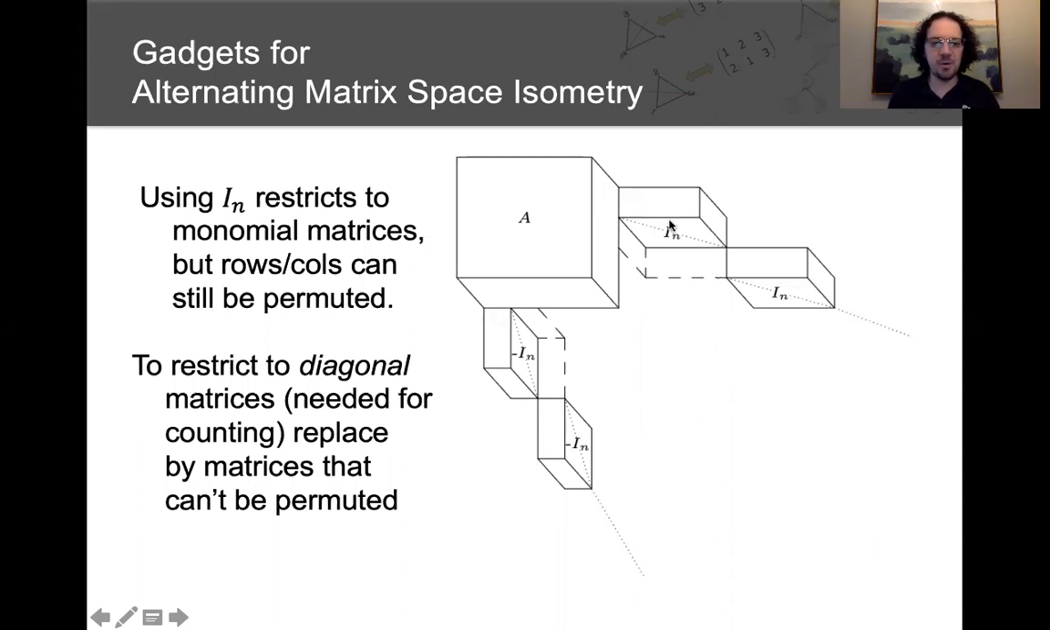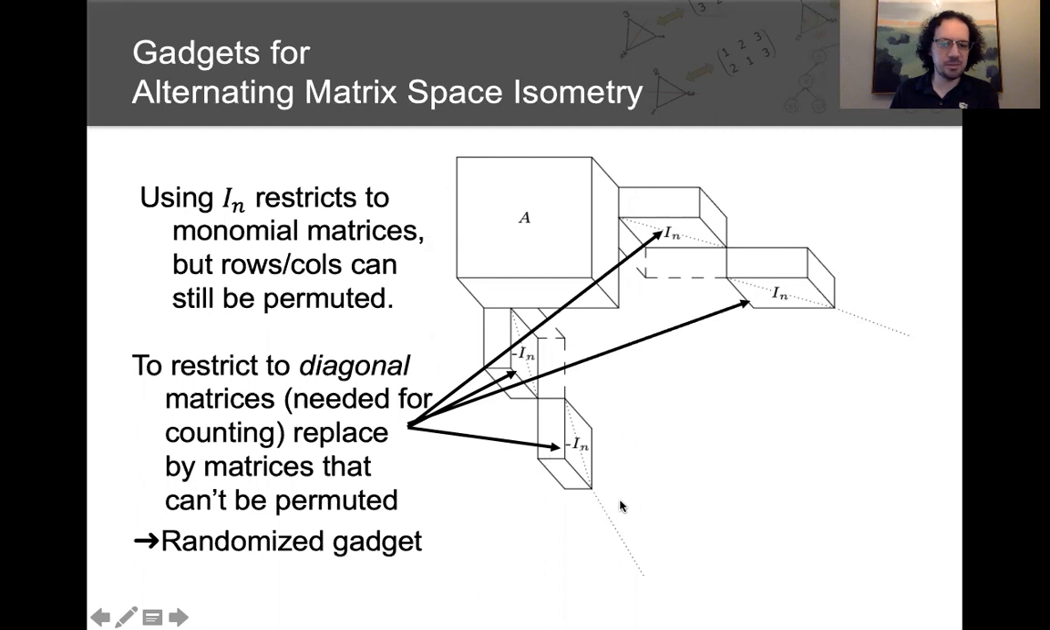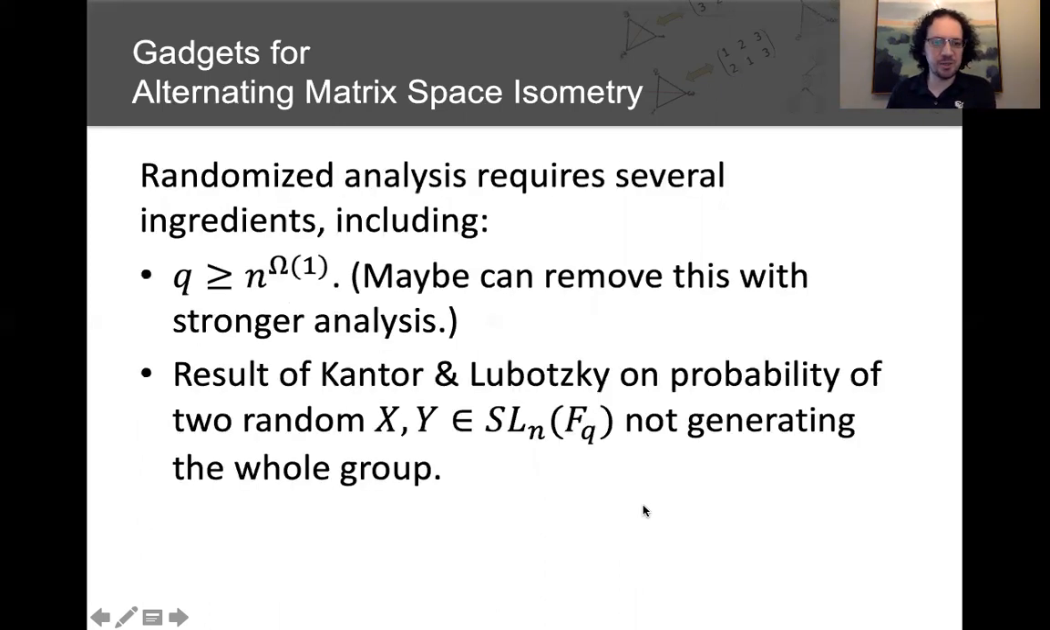gadget, but now when we had identity matrices here, you could permute these rows, right? Because if you permuted these, you could permute these back and forth and move them around. So to restrict to diagonal matrices instead of just monomial matrices, we now want to replace these identity gadgets with some other gadget that can't be permuted amongst themselves. Okay, and this is where the randomness comes in. It will be some matrix, and part of that matrix will be randomized.